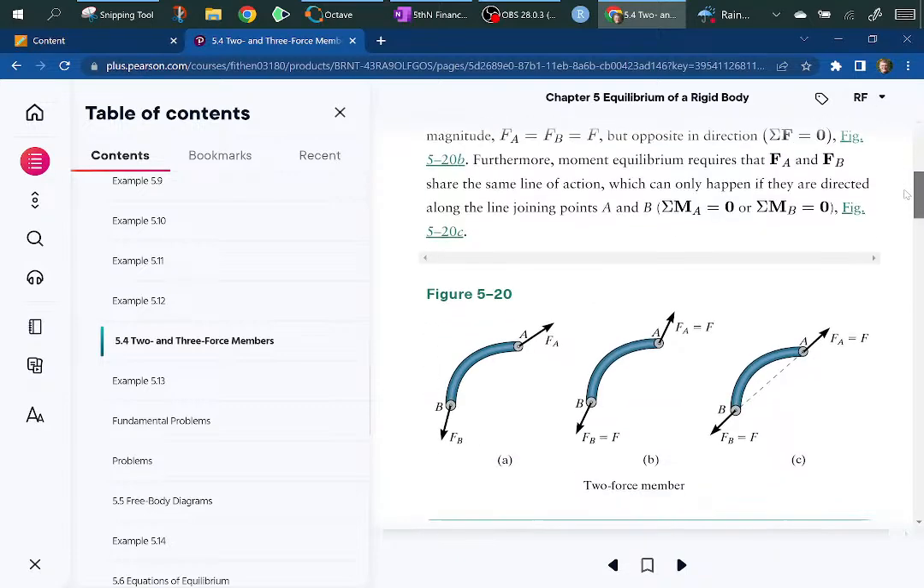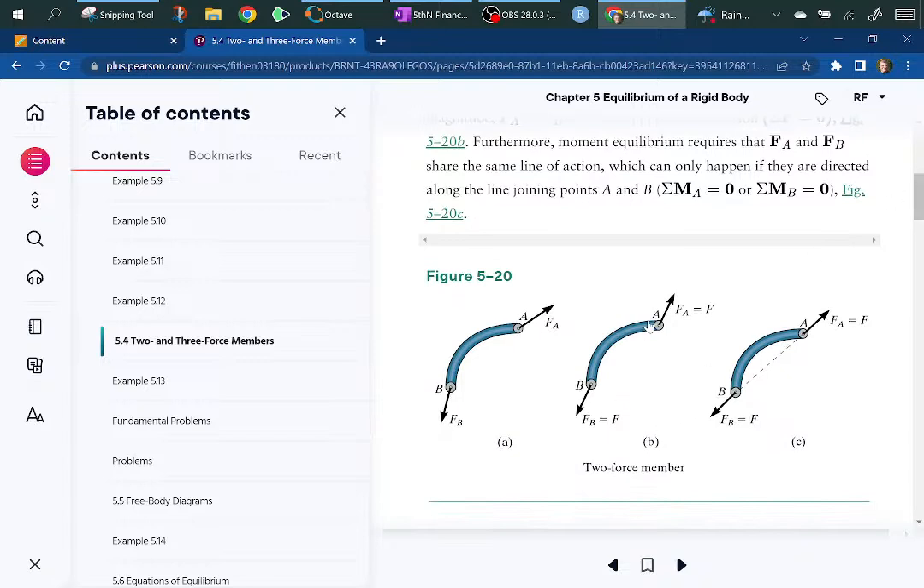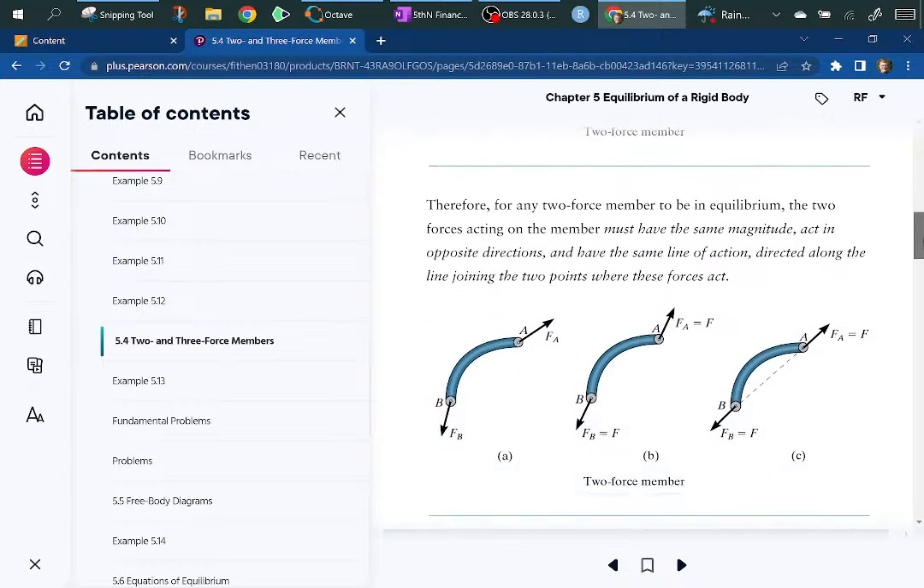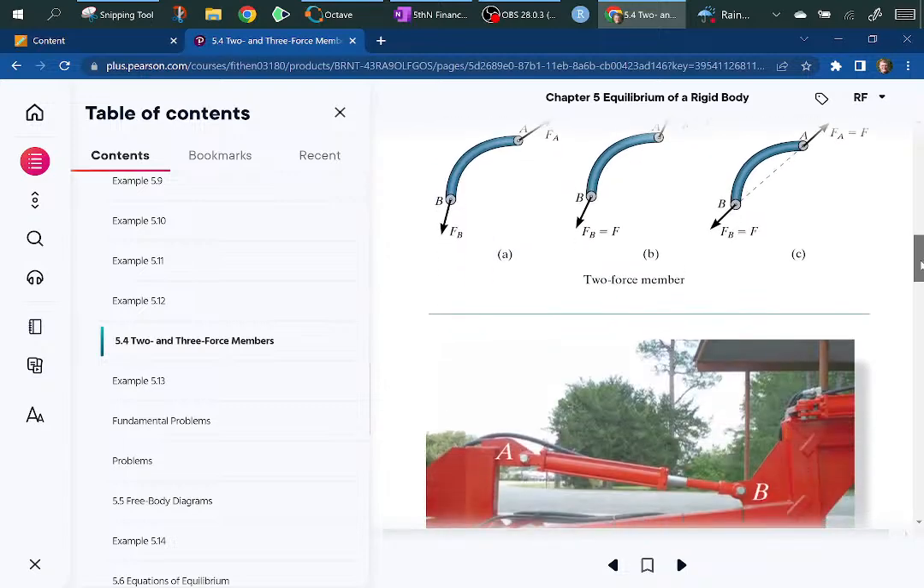So, a 2 force member is something that looks like this. You've got 2 forces here. There's only one thing that can happen, and that's this, in which A right here, and B are pulling in directly equal and opposite directions. 2 forces on a body that's in equilibrium. That's all you're going to get.